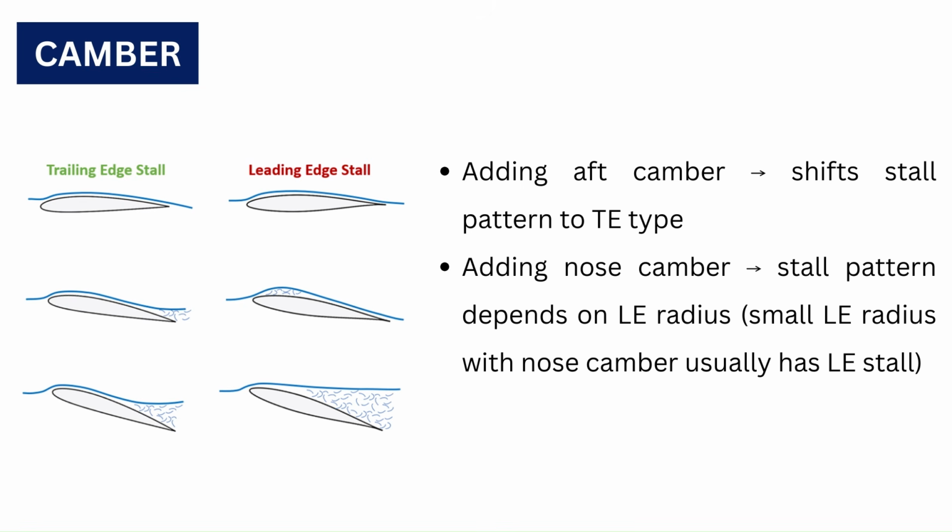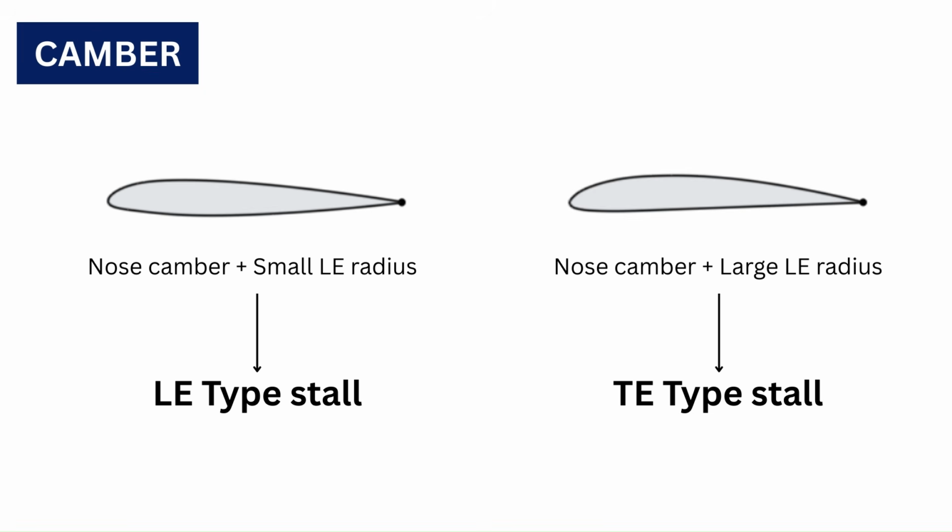The effect of nose camber on stall pattern is not so clear, as the leading edge radius also plays a huge role in determining this. For example, some nose cambered airfoils have a leading edge type of stall, due to the combination of nose camber and small leading edge radius. However, some airfoils like the Clark Y have nose camber but show gentle trailing edge stall pattern.